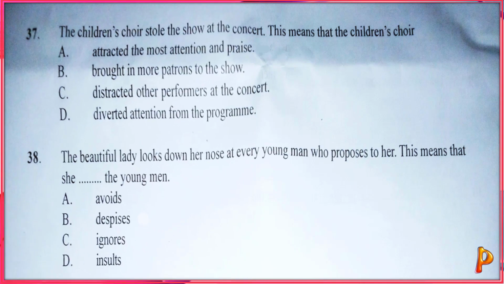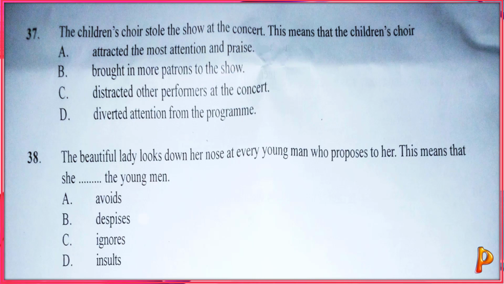Question 37. The children's choir stole the show at the concert. This means that the children's choir A. attracted the most attention and praise, B. brought in more patrons to the show, C. distracted other performers at the concert, D. diverted attention from the program. The correct answer to this question is answer space A. The children's choir stole the show at the concert. This means that the children's choir attracted the most attention and praise.